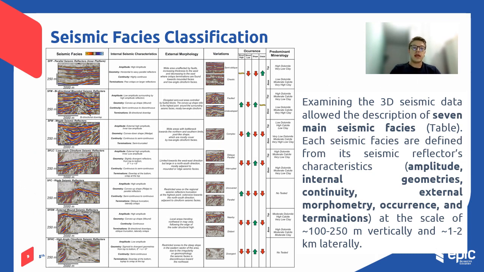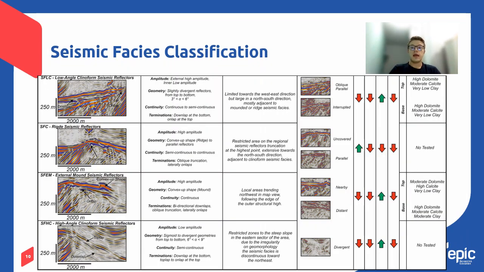Now we continue with the last 4 phases. The low angle clinoform seismic phases correspond to oblique parallel to slightly interrupted seismic reflectors with high amplitude, keeping basinward. There are some variations, in this case the interrupted low angle clinoform and the oblique parallel low angle clinoform. Most of the occurrences are close to the structural highs.